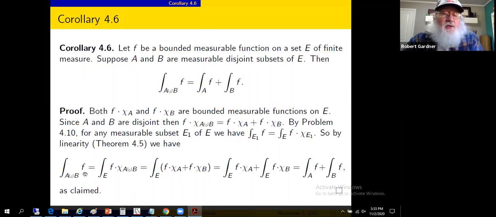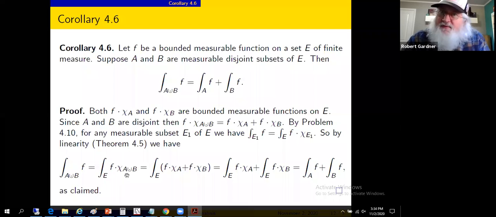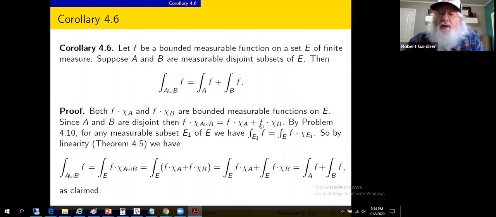So the integral over A union B of f is the same as, by that exercise, the integral over E of f times a characteristic function on that set. Exactly what this says here. The E1 set is A union B in this statement. So I'm using problem 4.10 on this part. Now, f times the characteristic function on A union B, we can write that as a sum of these two functions. So let's make a substitution there.